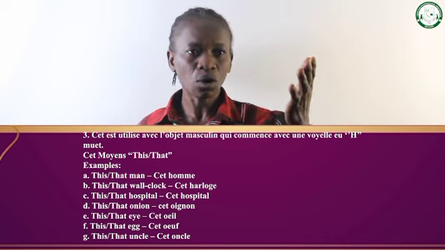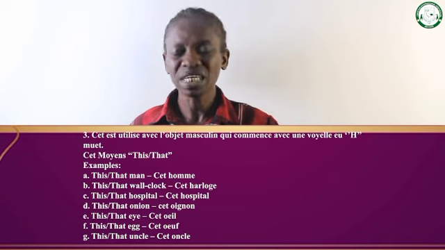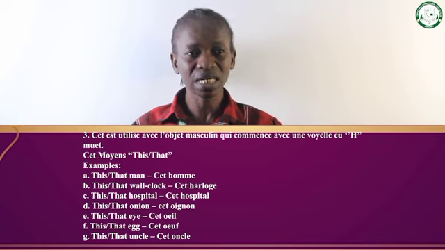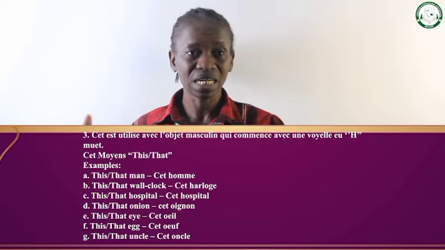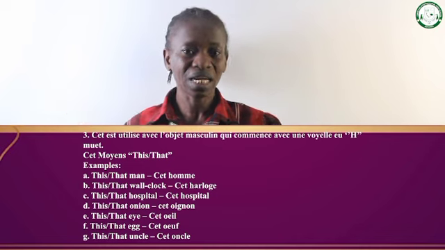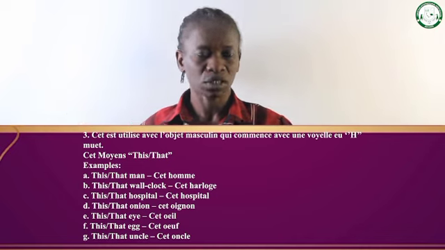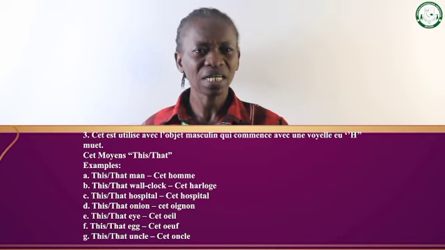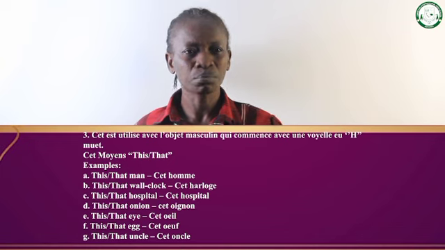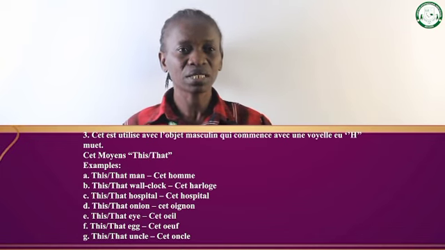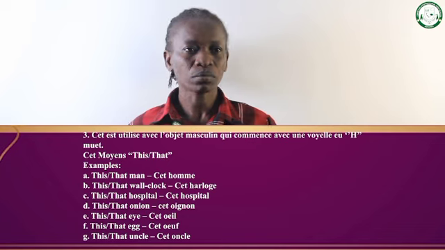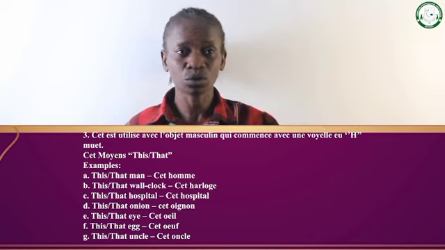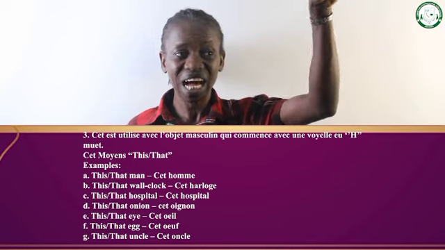Examples of this. Okay, cet means two forms. That is, it means this, and it also means that. This for things that are near to us, and that for things that are far from us. Example 1: this or that man. If it is this man, that is cet homme. Cet homme. But if that thing is far, you are referring to a particular man that is somewhere else, far from you, you will now point and say that man.